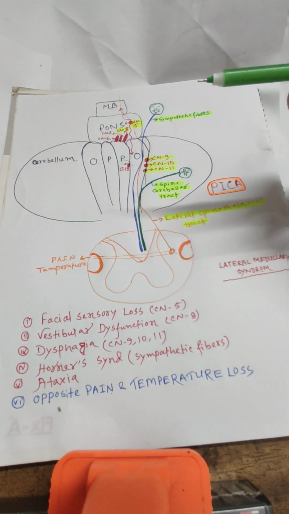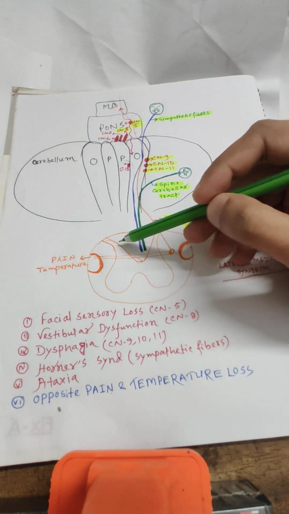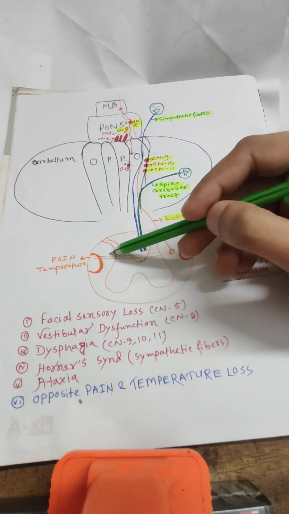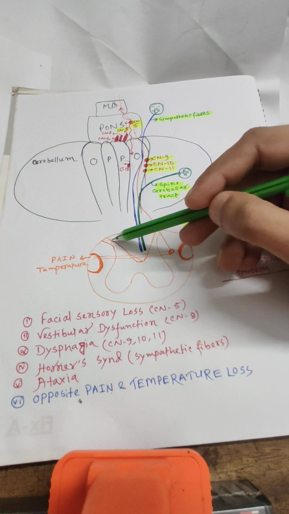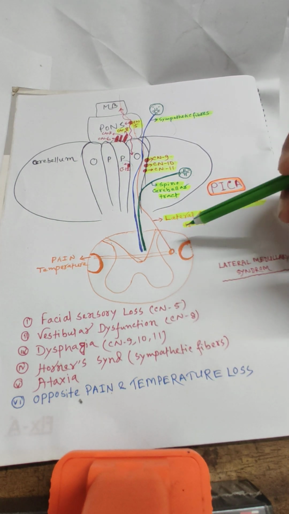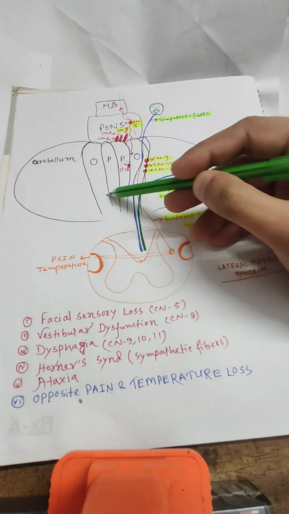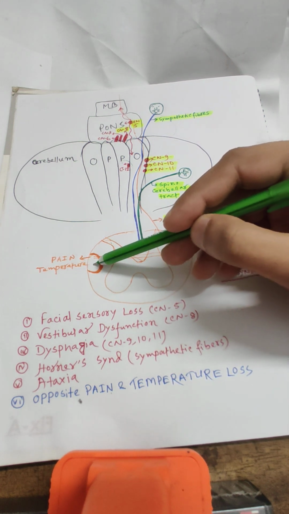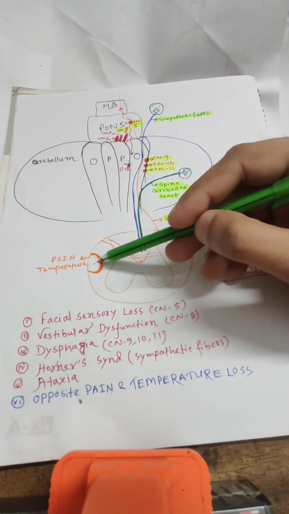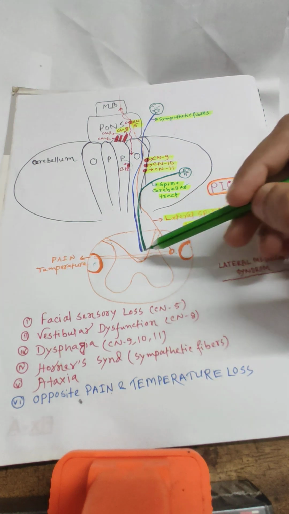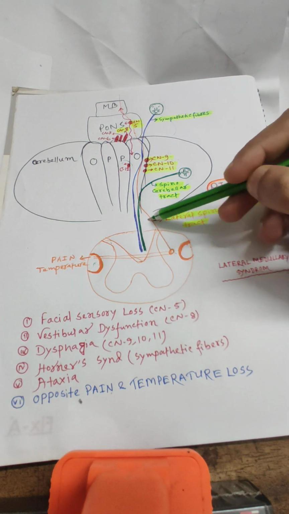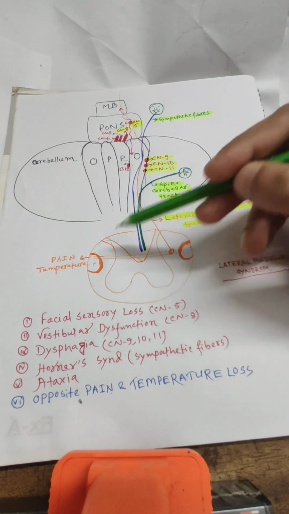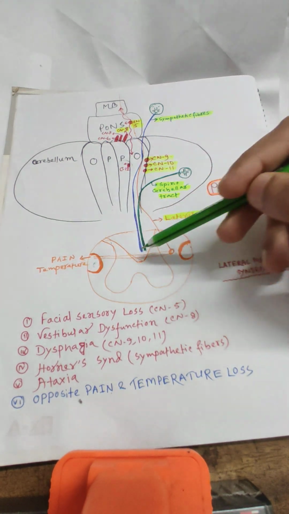Now, as you know, the dorsal horn contains the vibration and fine touch sensations, and these fibers go ipsilateral. That means those fibers don't decussate to the contralateral side, but go up from the same side. But the fibers for pain and temperature, which are present in the lateral horn of the spinal cord, decussate to the opposite side, then go upwards. So these fibers are contralateral fibers, not ipsilateral fibers.